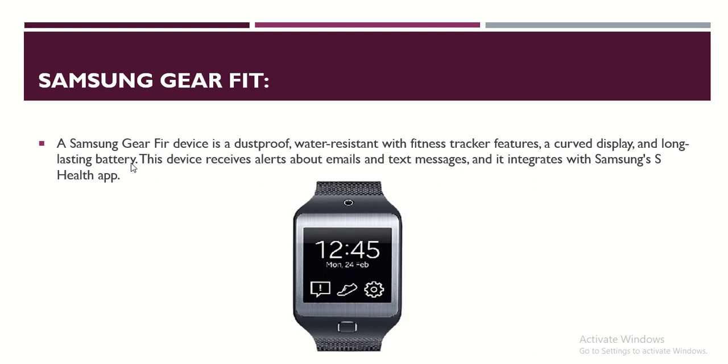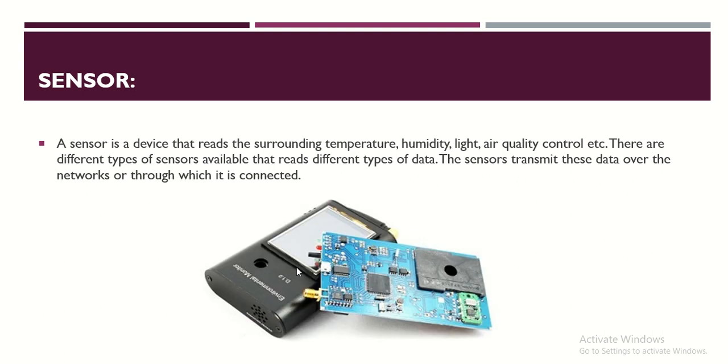Samsung Gear Fit is dust proof and water resistant, with a fitness tracker feature. Your step count can be measured over here, and heartbeat rates can also be shown on the display. It has a long lasting battery. The device receives alerts about emails and text messages, and integrates with Samsung's health app.